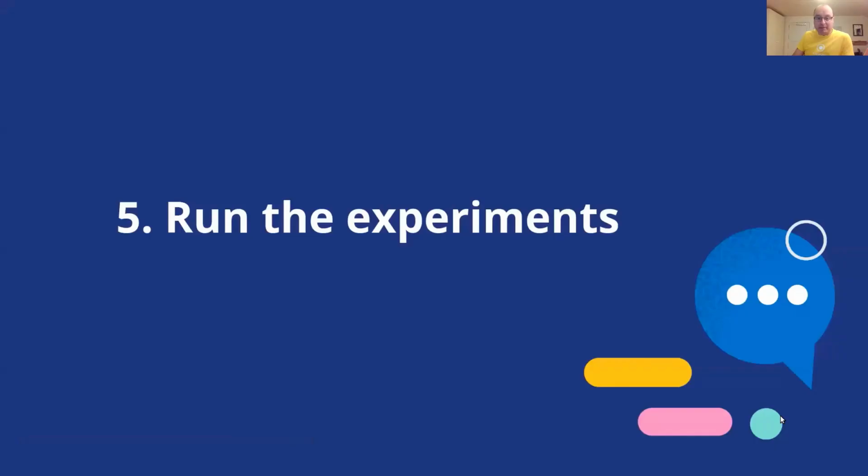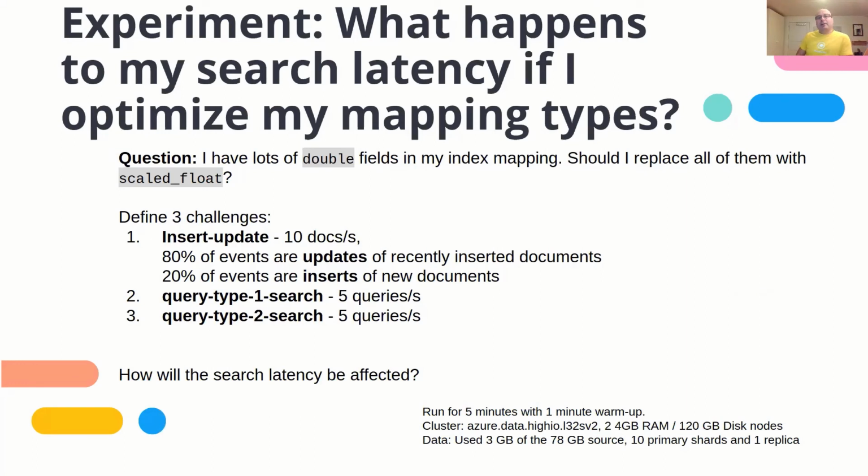Well, let's run the experiments then. What we want to know is what happens to my search latency if I optimize my mapping types. More specifically, I have lots of double fields in my index mapping, and I was thinking, okay, let's replace all of them with scaled floats. What would happen if I do that?